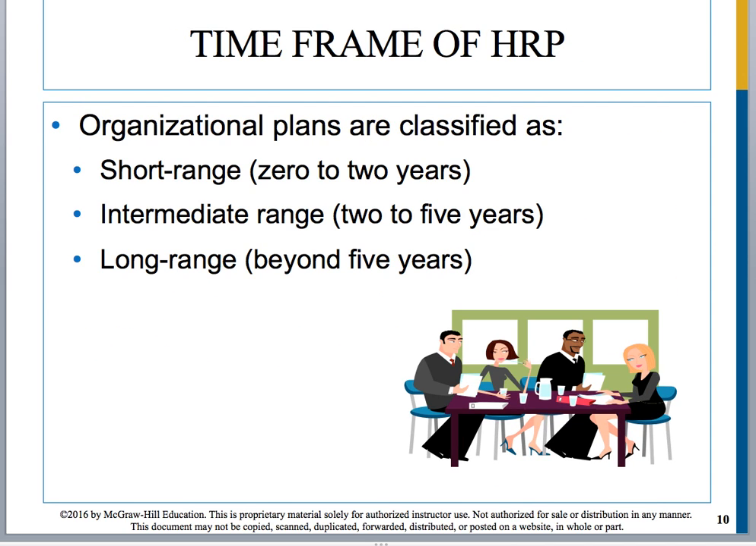There is a time frame that you take into consideration. Short term is always 0 to 2 years. Intermediate, which you can also call mid-range, is always 2 to 5 years. And your long range is anything beyond 5 years.